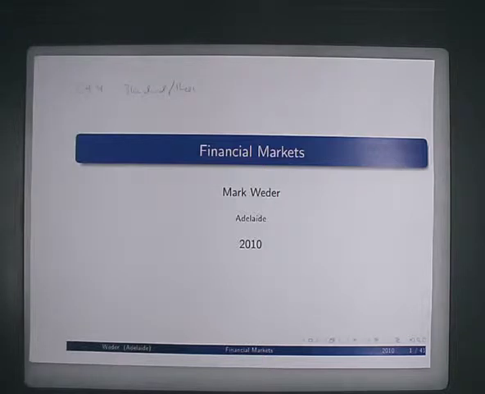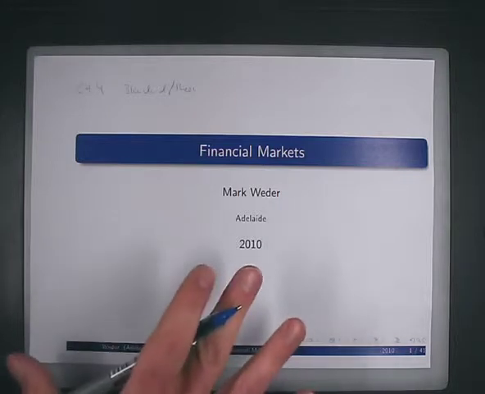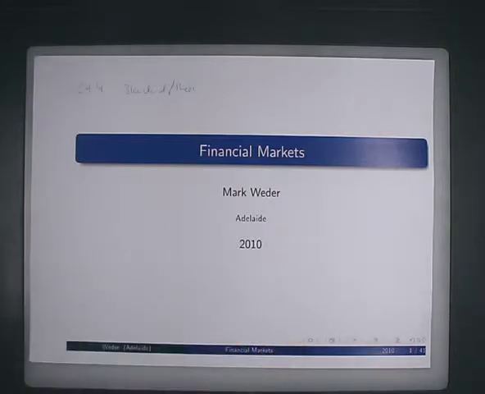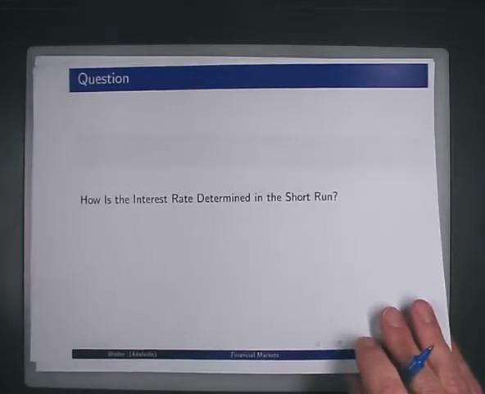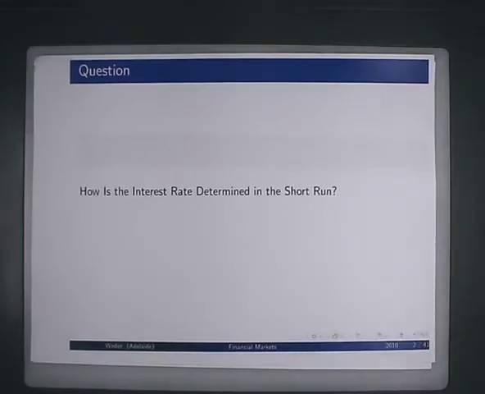We just look at how financial markets work in a very simple way. And basically the main question that I will ask is, how is the interest rate determined in the short run in an economy? So what determines the interest rate? Essentially what I have to derive here is a money market or a financial market where there's a supply and demand for money.